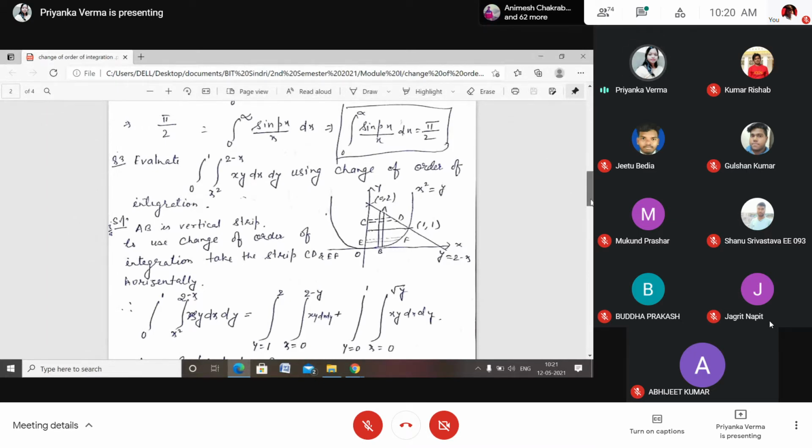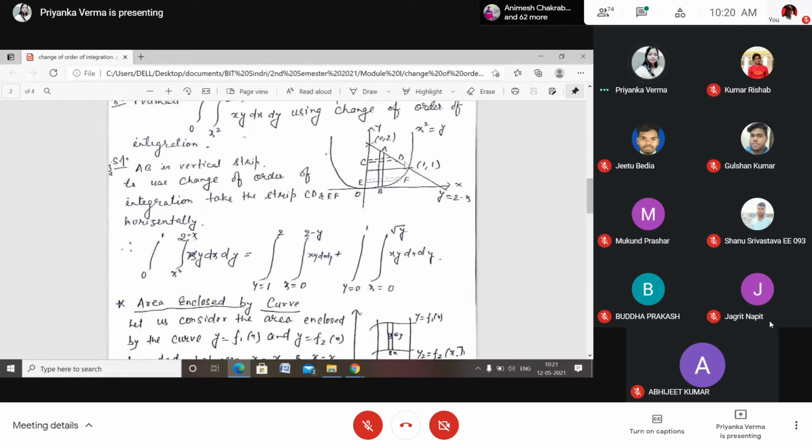So the limit will become, see, for the upper part, that is a triangle, x equal to 0 to this line, that means x equal to 2 minus y. The lower limit is x equal to 0 to 2 minus y, and then to cover this area, y will move from 1 to 2.